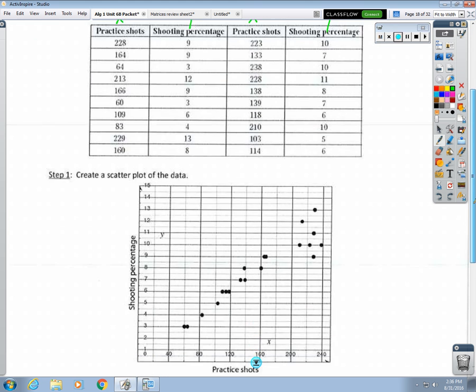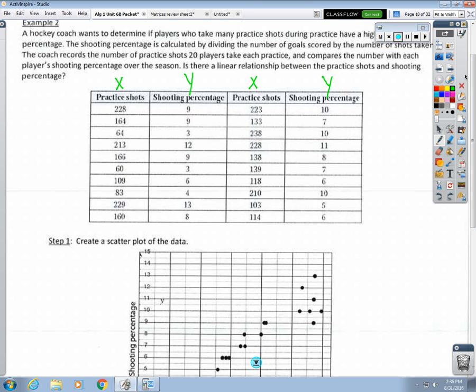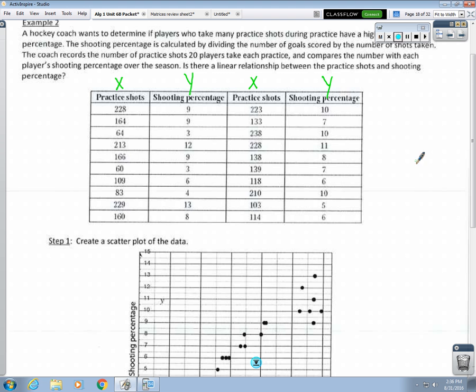A hockey coach wants to determine if players who take many practice shots during practice have a higher shooting percentage. The shooting percentage is calculated by dividing the number of goals scored by the number of shots taken. The coach records the number of practice shots 20 players take each practice and compares the number with each player's shooting percentage over the season. Is there a linear relationship between the number of practice shots and shooting percentage?